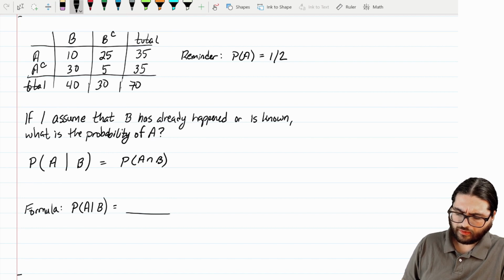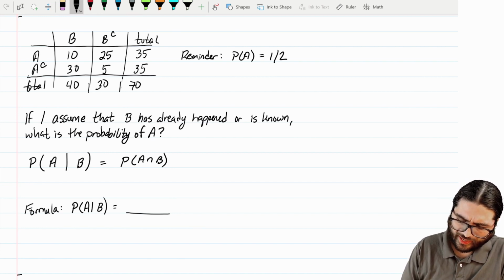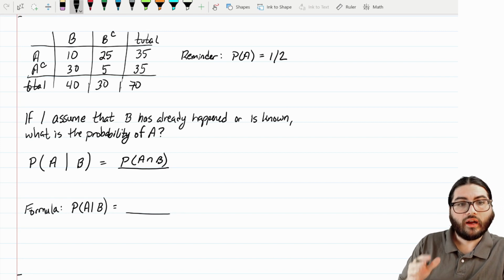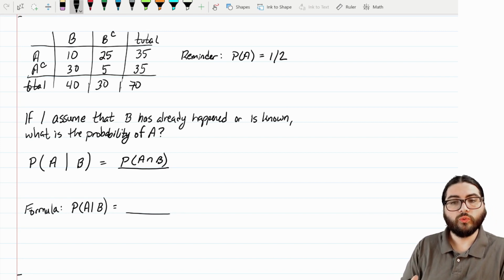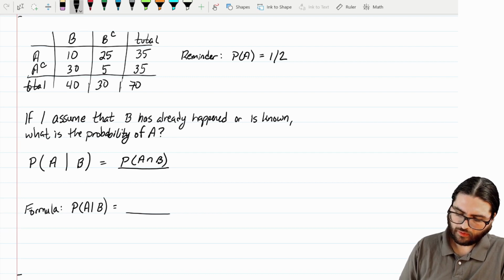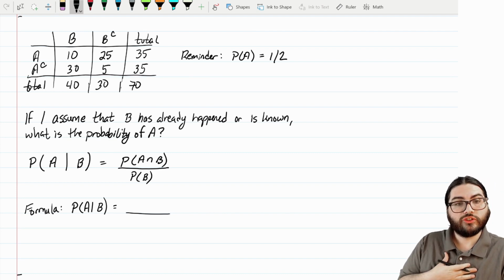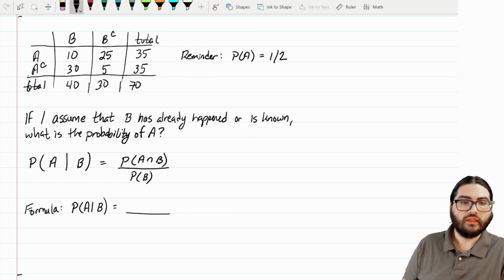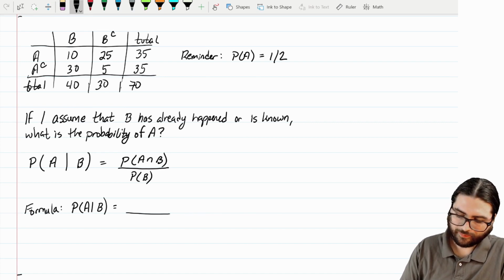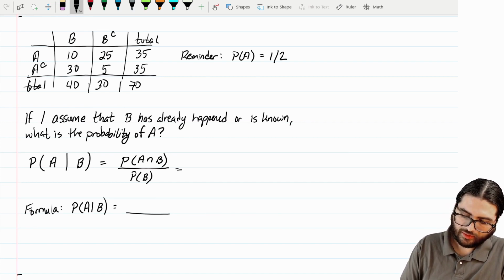And now it's not out of 70 anymore. I am limiting myself to only looking at the people that are in group B. Well, that's the probability of group B. Okay, so I've changed the out of, quote unquote. And this is the formula, by the way. I'll copy it down on the next line. And this is the formula for how I calculate conditional probability.